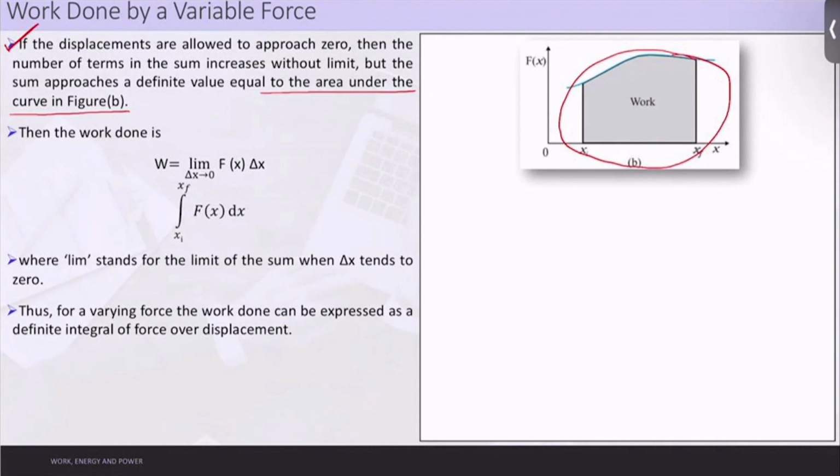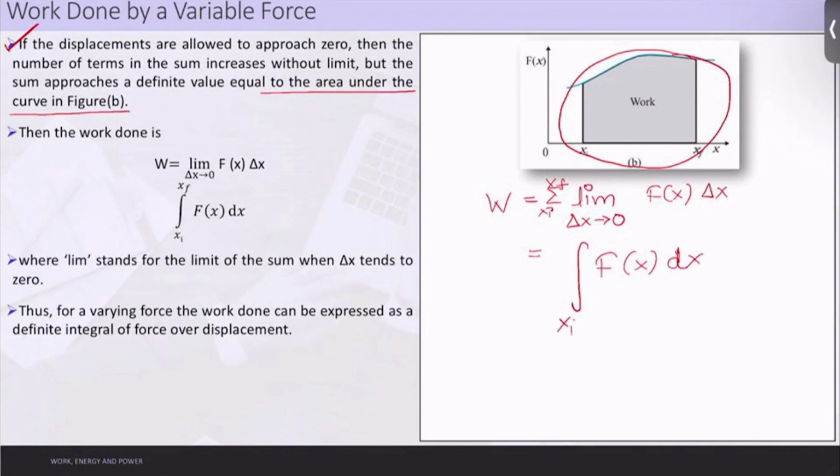So how can we write this representation? We can write this work done as the limit of delta x tends to 0 of f of x delta x. Now if we need to do this sum from xi to xf, we can write it in the form of an integral sign. So it is nothing but the integration of f of x dx. Hope it is clear to you.